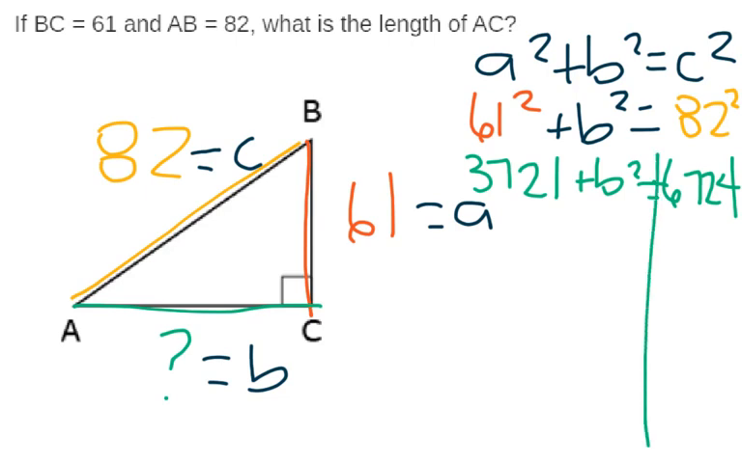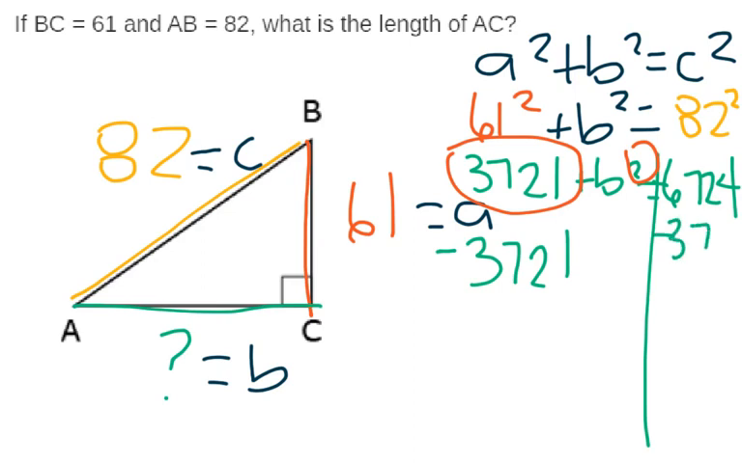Now all we're going to be doing is solving and trying to get b by itself. So in order to do that, I have to get rid of a few pieces of information. I have to get rid of the 3,721, and I have to get rid of the square. Okay, so we're going to start with the 3,721. How do I get rid of a positive 3,721? Well, you should all know that you're going to have to subtract 3,721. I'm going to do that from both sides. So that cancels out. Now I have b squared left over here. And then 6,724 minus 3,721 is 3,003.